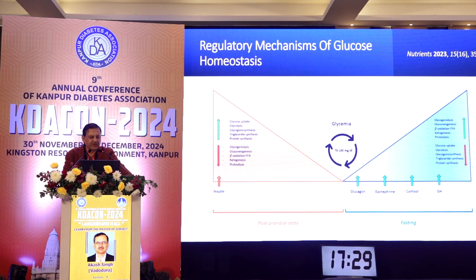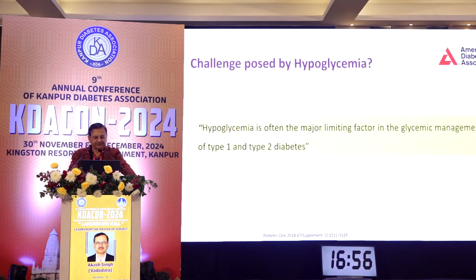Now what insulin does is to increase glucose uptake, glycolysis is increased, glycogen synthesis is increased, triglyceride synthesis is increased, and protein synthesis is increased. So it is an anabolic hormone. When it is decreased, there is glycogenolysis, gluconeogenesis, beta oxidation of free fatty acids, ketogenesis, and proteolysis. So this is insulin, and the opposite effect is seen with glucagon, epinephrine, cortisol, and growth hormone.